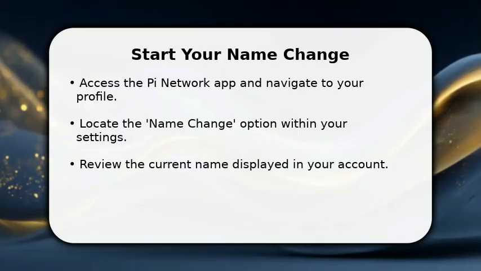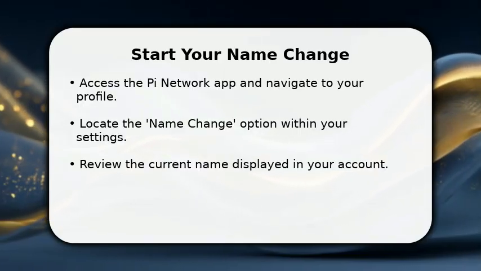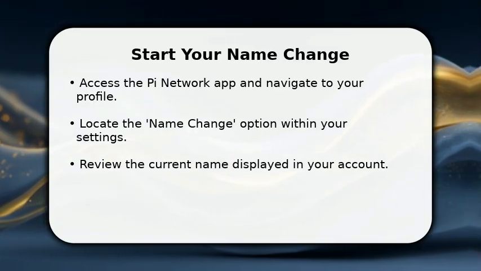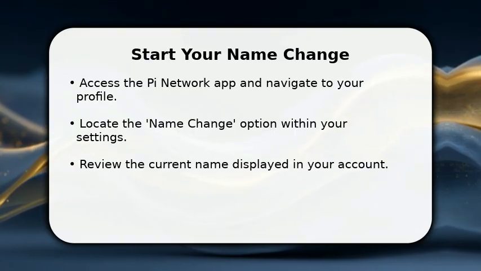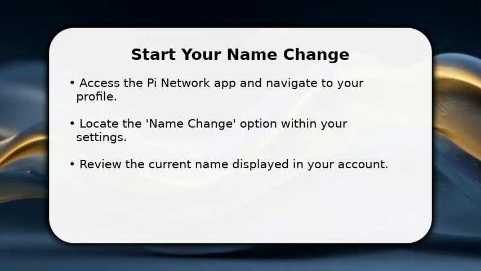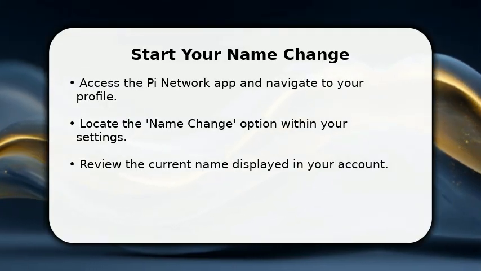Enjoy the video. In this video, I will explain how to apply for a change of name in Pi Network. First, open your Pi Network app and tap the three lines in the top left corner to open the menu. Then, select Profile from the options.